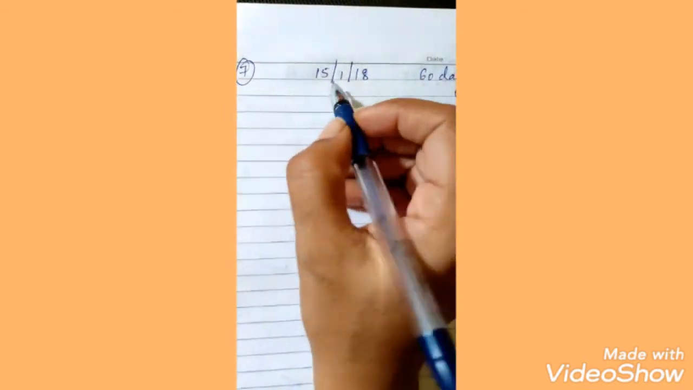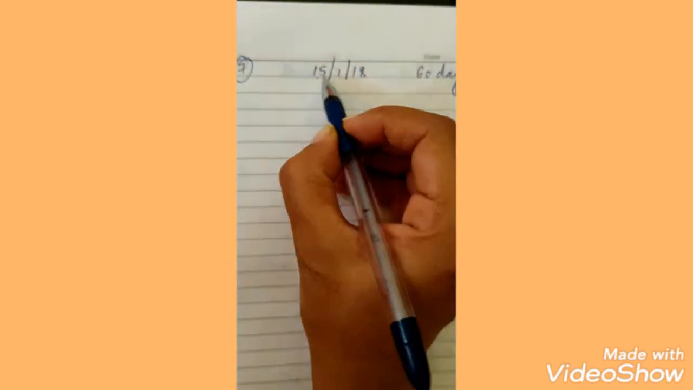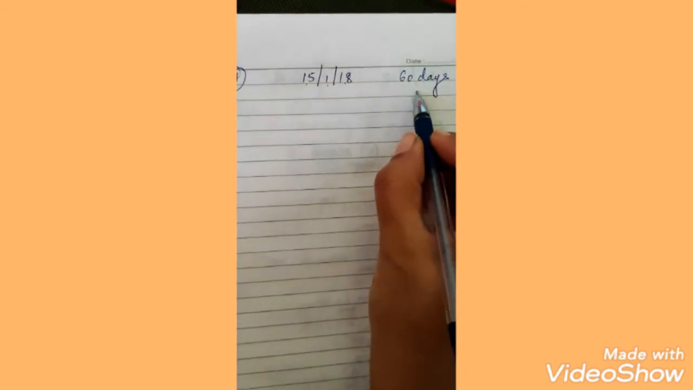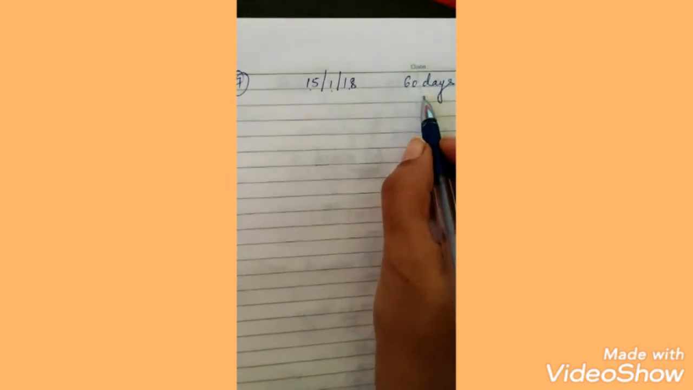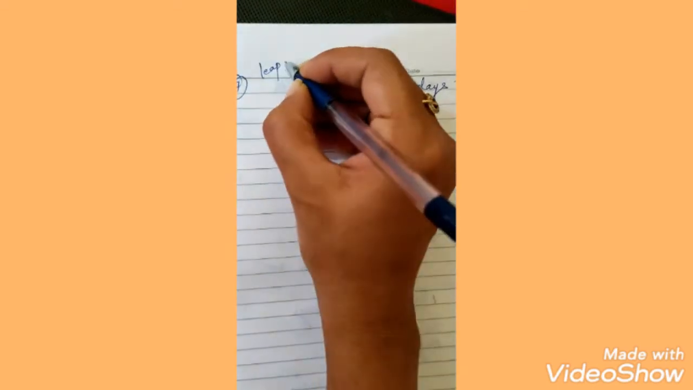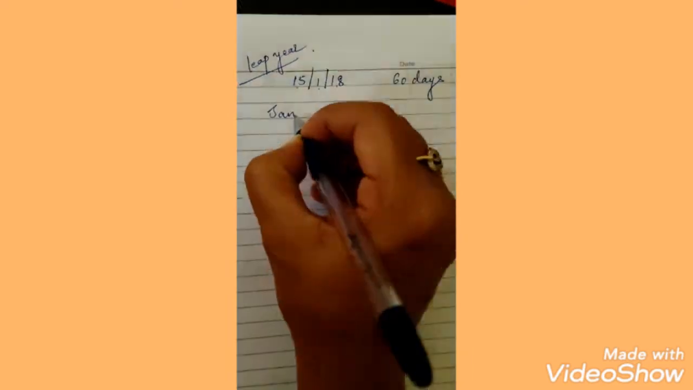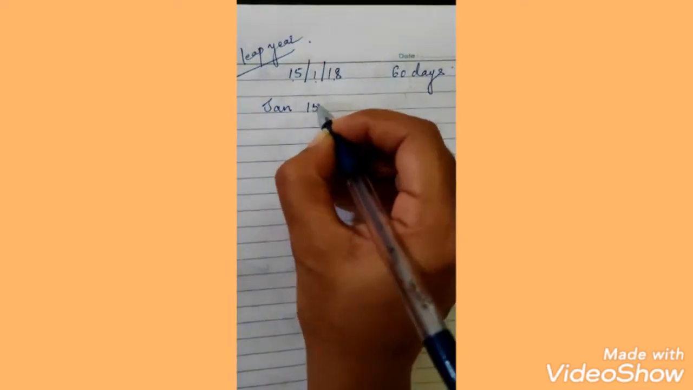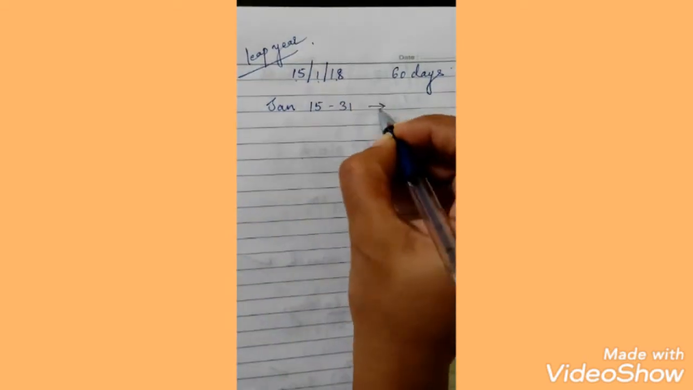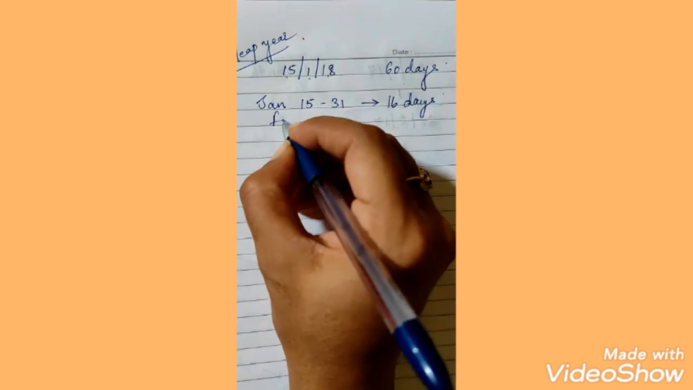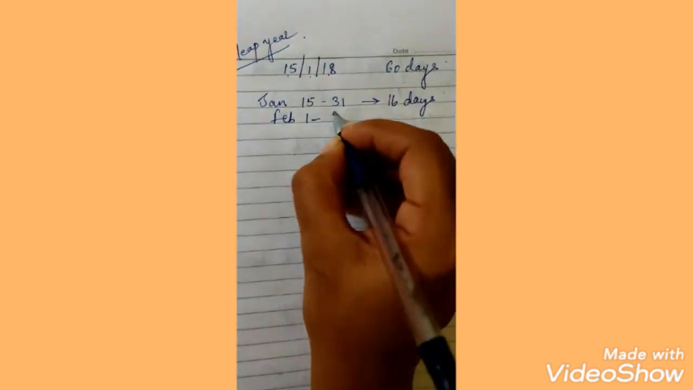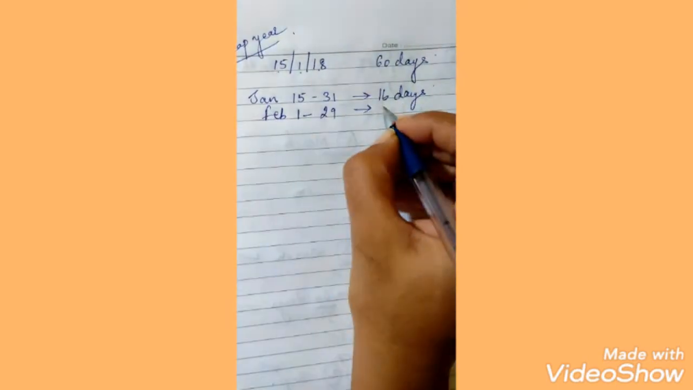I'll take the last example. Suppose the bill is drawn on 15 January 2018 and the bill is drawn for 60 days, right? Now how are you going to calculate the date of maturity? Just assume that this is a leap year. Now, from January, how many days do you have? From 15 to 31, it will be 16 days, right? Then how many days will you have in Feb? If it is a leap year, 29 days.